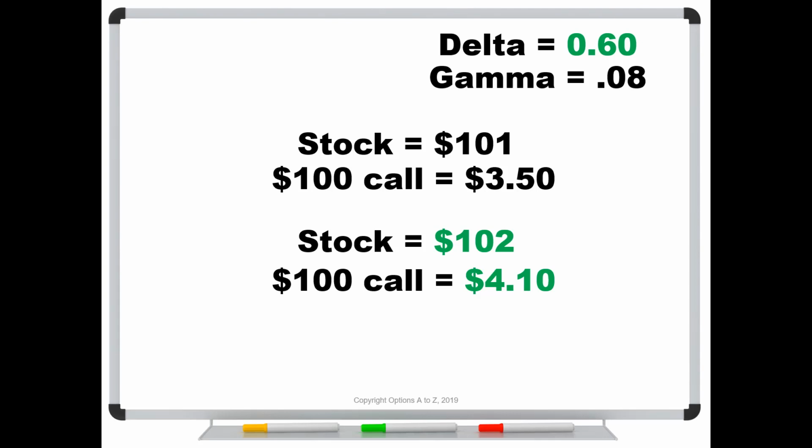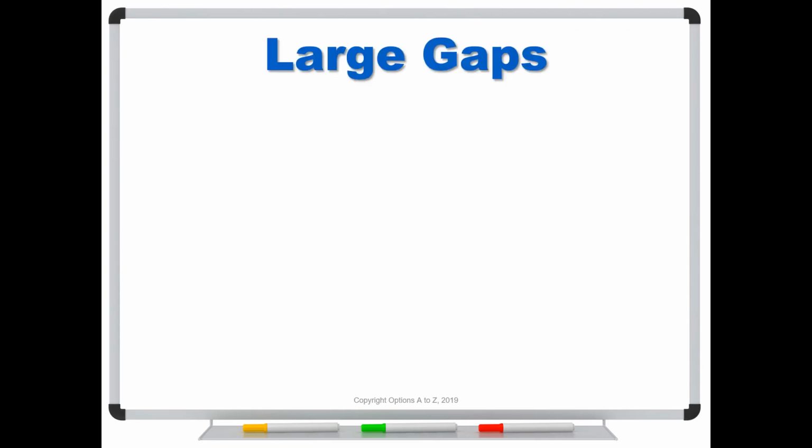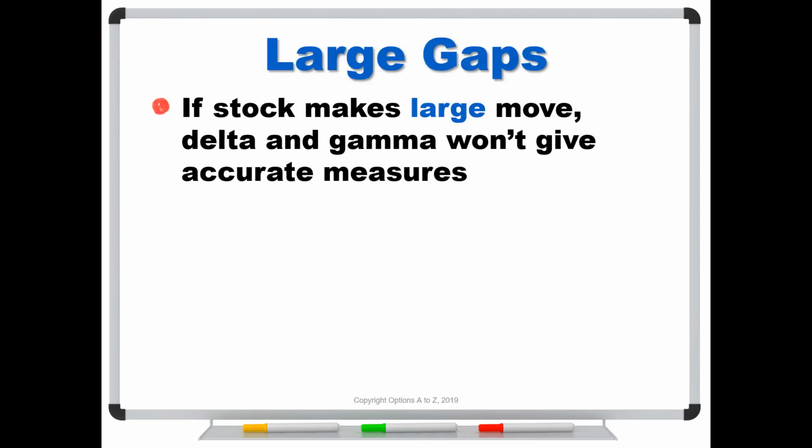So remember, this formula works very well when we're talking about moderate changes in the stock's price. It does not apply when we're looking at large gaps. So if the stock makes a large move, delta and gamma won't give accurate measures, at least by themselves. And again, that's because delta has changed several times over.